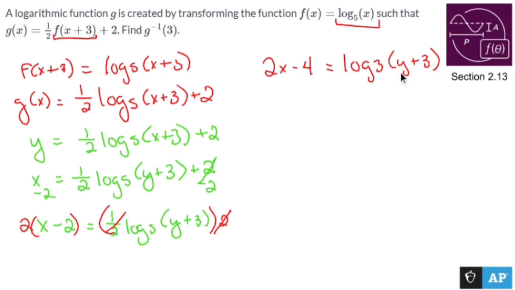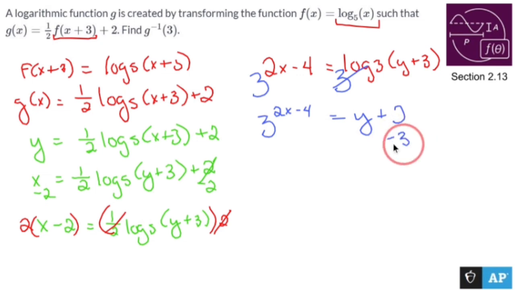Now I have to solve for y, and y is inside of a log. That's no good. I have to get rid of that log. How can I get rid of a log base 5? Take 5 to the power of both sides, and that gets rid of the log base 5. And now I have 5 to the 2x minus 4 equals y plus 3. If I subtract 3 from both sides, I now have 5 to the 2x minus 4 minus 3 equals y.